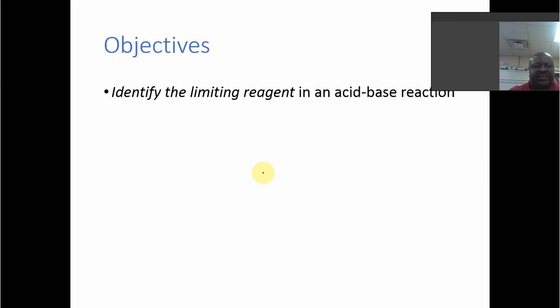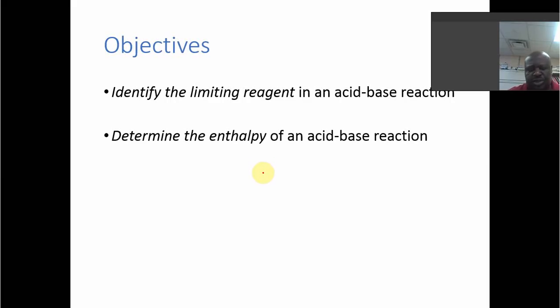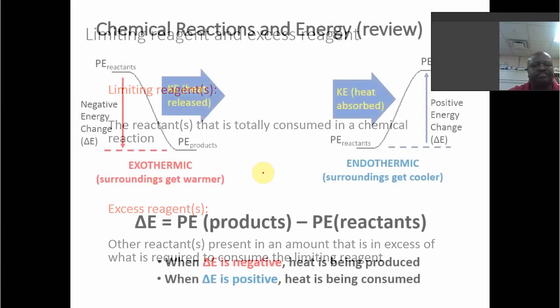So the objectives are, first of all, be able to determine, given a chemical reaction and the reaction conditions, which is the limiting reagent, and then using the limiting reagent, determine the enthalpy of the reaction. In this case, we have chosen an acid-base reaction. So limiting reagent, totally consumed, you're familiar with that in class, and then the excess reagent is whatever is left over. In testing which is the limiting reagent, we actually test for the excess, because there isn't the limiting reagent there anymore present in the reaction chamber after the reaction, because by definition it's totally consumed in the reaction.